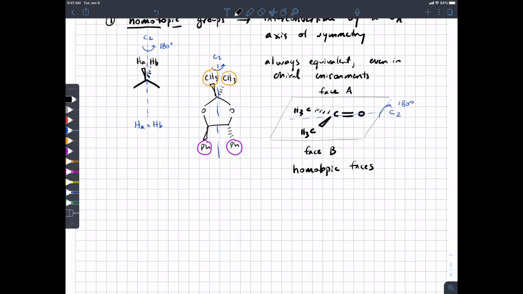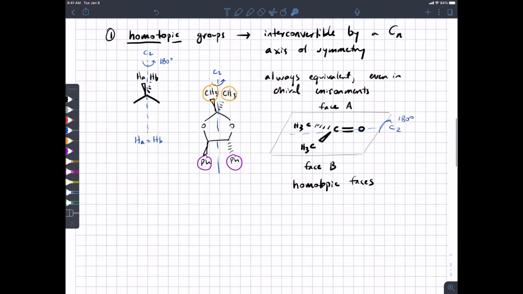And this is important because you think about a nucleophile attacking this molecule, a nucleophile can't distinguish between homotopic faces. They're exactly the same. So there's no way to say, well, I want a nucleophile to only come in on face A versus face B. It's the same thing. Okay? And that can lead to predictions in terms of reactivity.